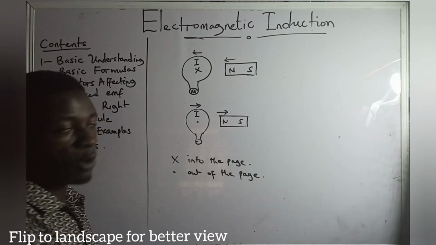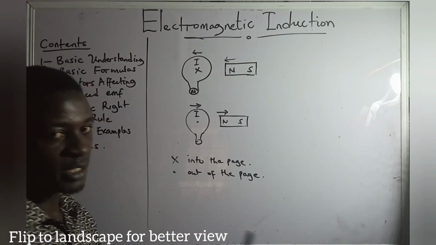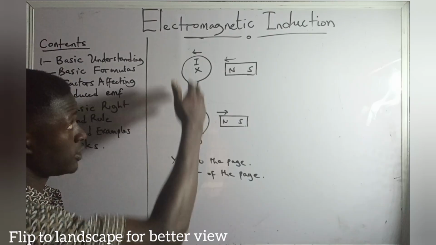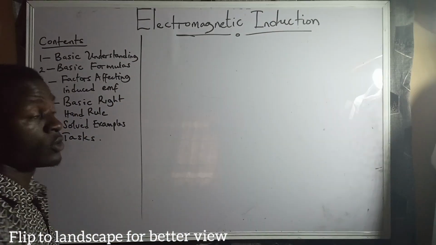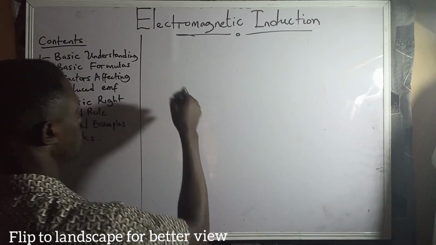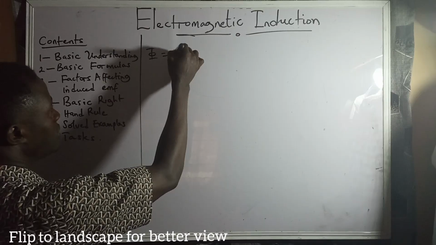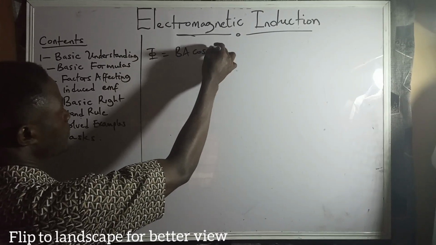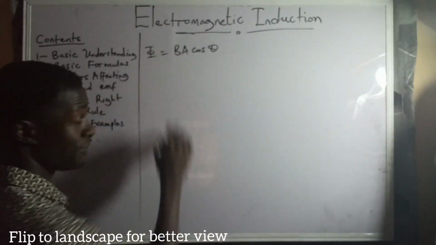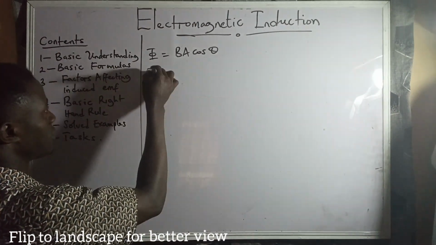I'm going to show you more, and as we go along, I'm going to also explain in detail what this is all about. So now let's talk about some basic formulas that we will use in electromagnetic induction. The first formula I would like to introduce you to is this. This formula is very important. So what does this stand for?